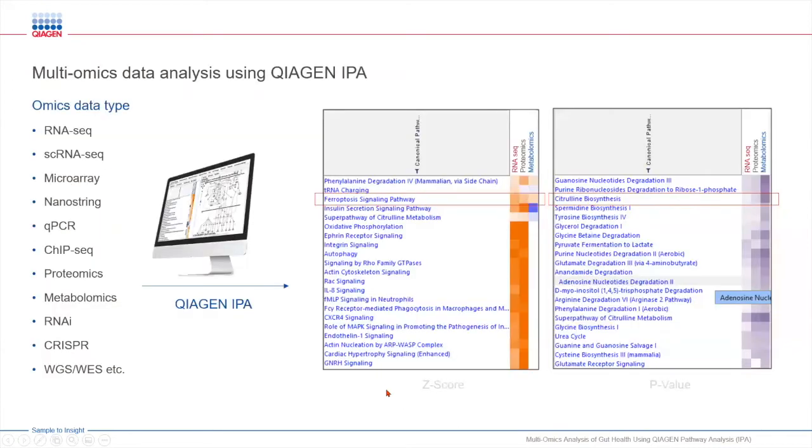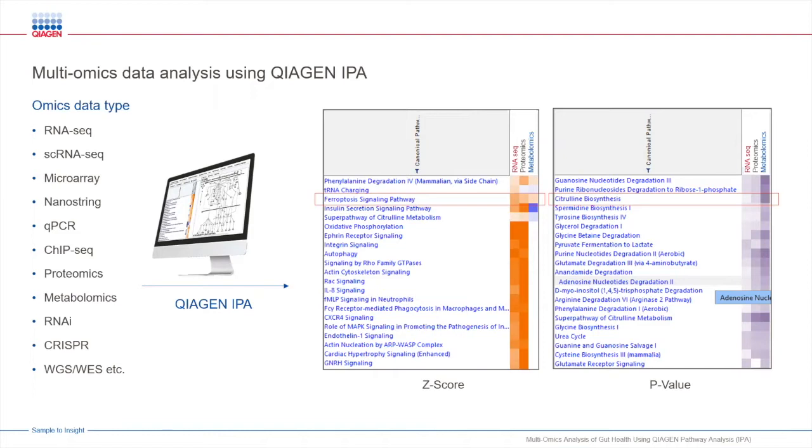So as an IPA user, you can use different types of omic data, such as RNA-seq, proteomics, metabolomics, ChIP-seq, etc. And you can upload these data sets into IPA to identify key biological insights that underlie a disease condition or a biological phenotype. So looking at these heat maps, you can see how your data is associated with different pathways, molecular processes, as well as diseases and functions.